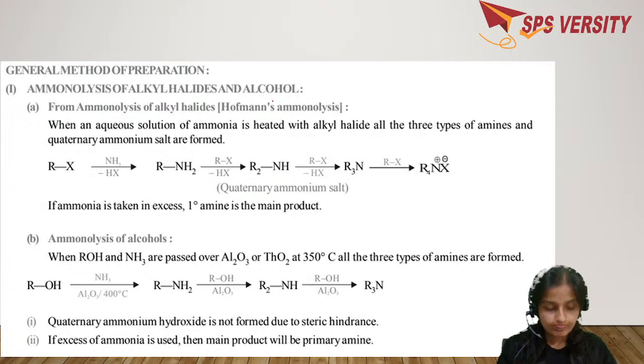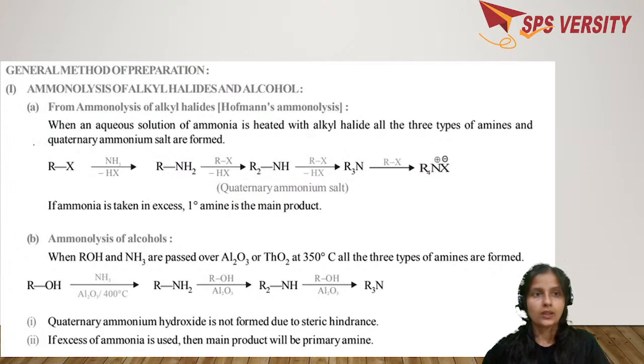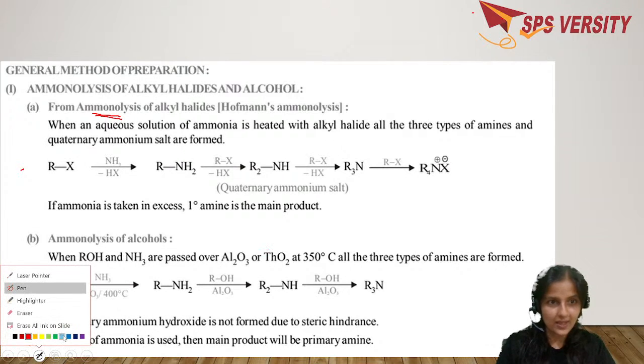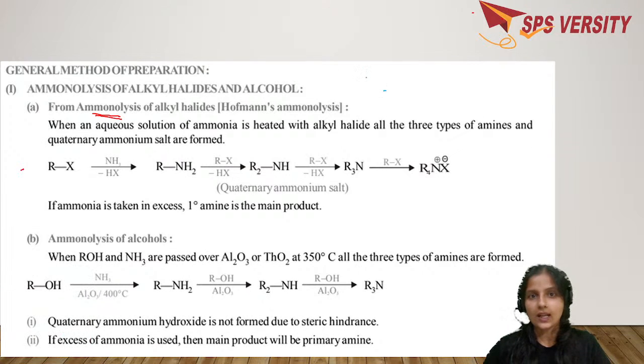Now, the general methods of preparation, how the amines are prepared. The first method is ammonolysis. What exactly is ammonolysis? If you take any alkyl halide, the bond will be there between C and X. If this bond is broken by ammonia, then it is called ammonolysis. Lysis is breaking, in the presence of ammonia.